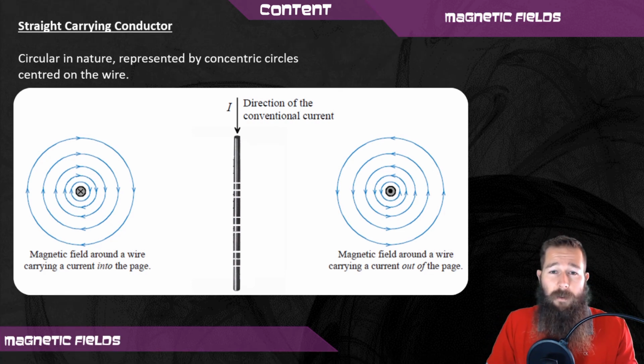It's also important to note in these diagrams that very close to the wire, the field lines are close together, indicating a strong magnetic field. However, further from the wire, in this region, the field lines are further apart, meaning it's a weaker field. Notice in both these cases, where the current is traveling in the opposite directions, the magnetic field, represented by these arrows, travels in the opposite direction as well.